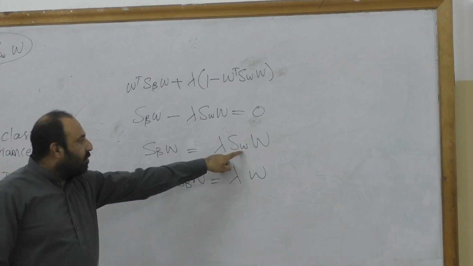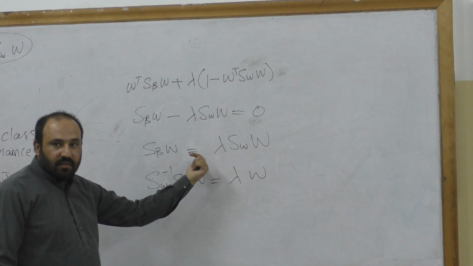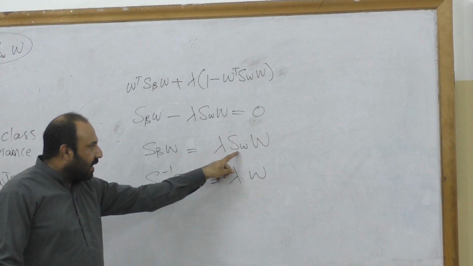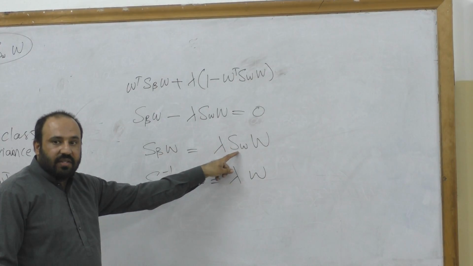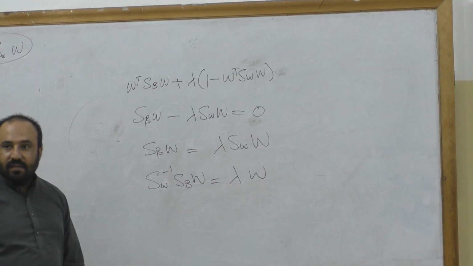I multiply SW inverse both sides. So here this is a scalar, so the scalar can come out. Once the scalar is out, SW inverse times SW is simply the identity matrix. This goes away. Here we have W. Yes?